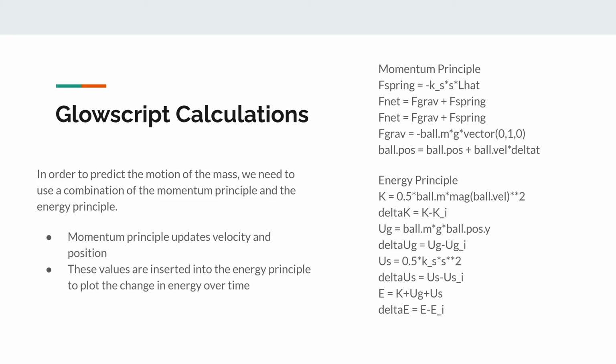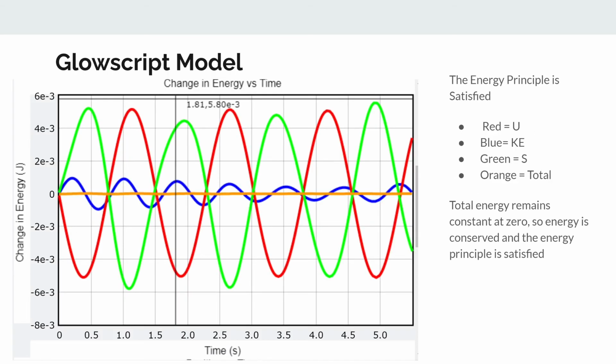The momentum principle is seen above here, where we have the change in velocity and the change in position. And then our energy principle, where we have our kinetic energy, gravitational potential energy, spring potential energy, and total energy, where the total energy is equal to the sum of those, and then the change in energy is the final total energy minus the initial total energy. So this was the GlowScript model.